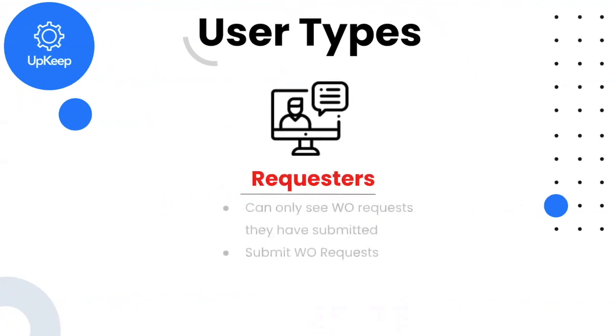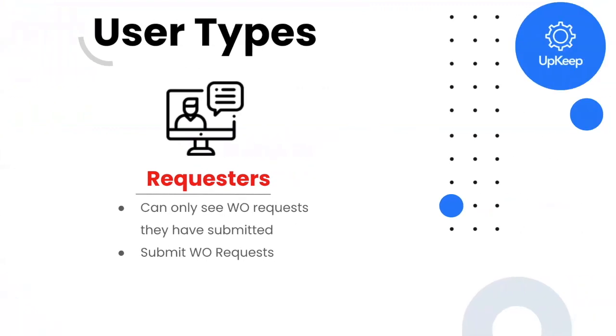Requesters. Requester users simply have a single function. They won't see assets, parts, etc., and instead they'll be able to just log into UpKeep and submit work order requests, then track the status of that request.